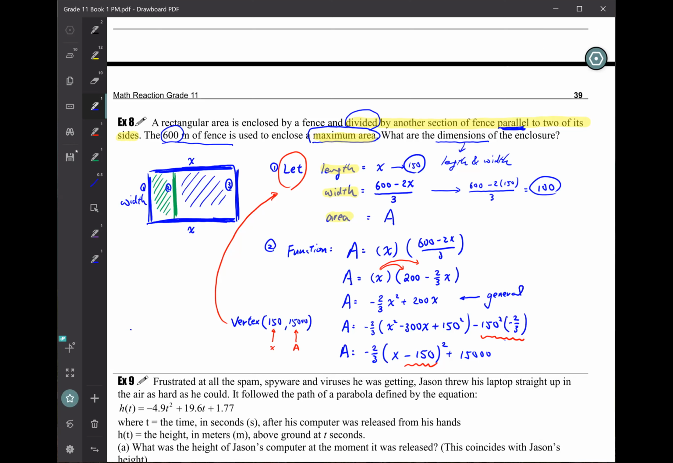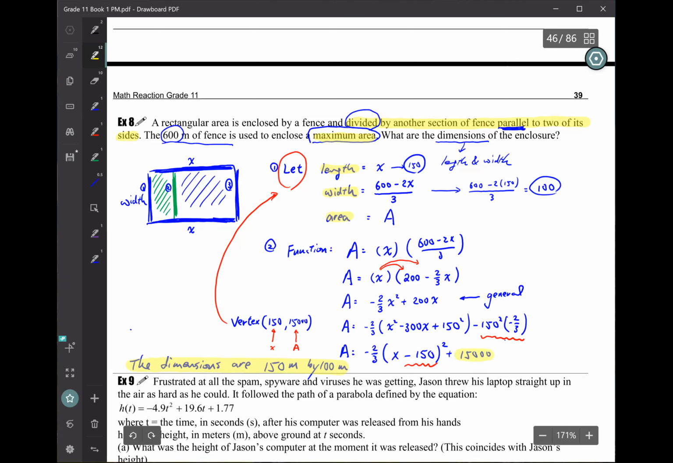Okay, so you can now answer the dimensions, right? Dimension means length and width. The dimensions are 150 meter by 100 meter. Okay, so that will be your final answer. And their area will be the 15,000, right?